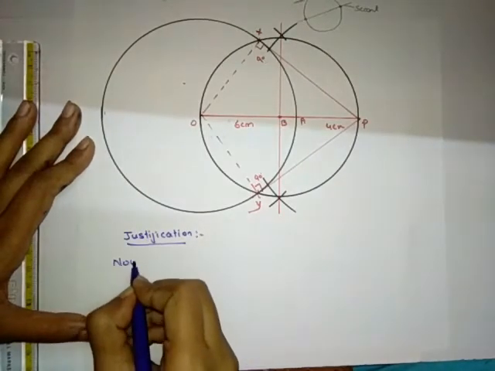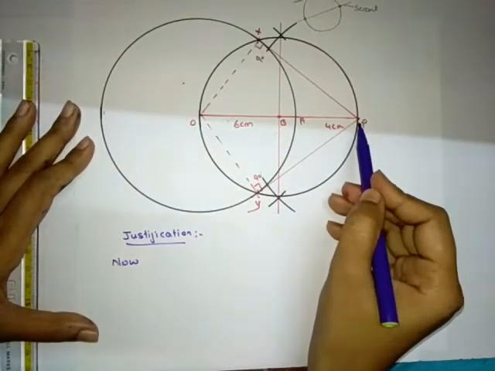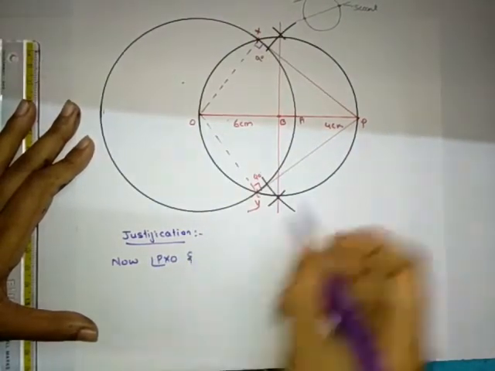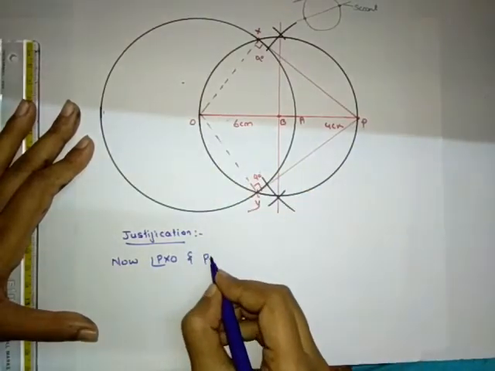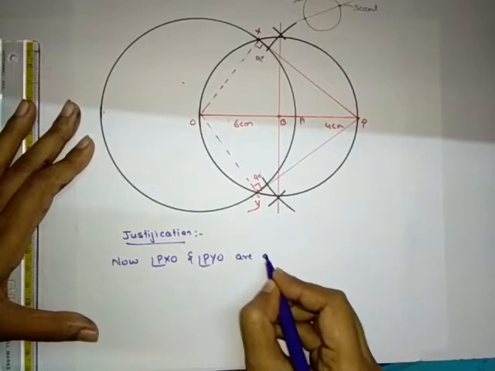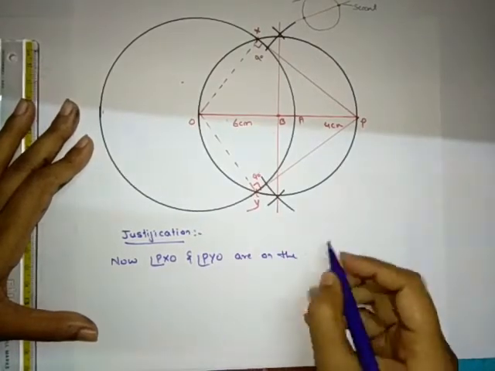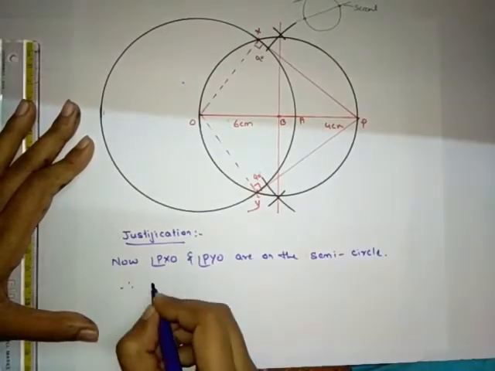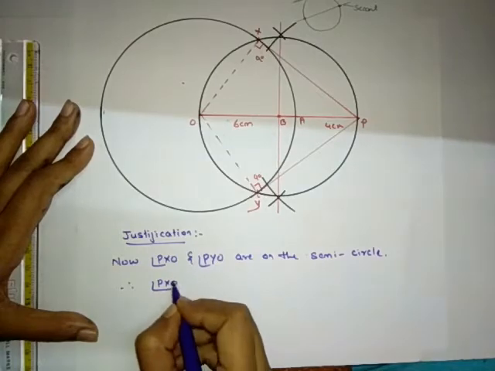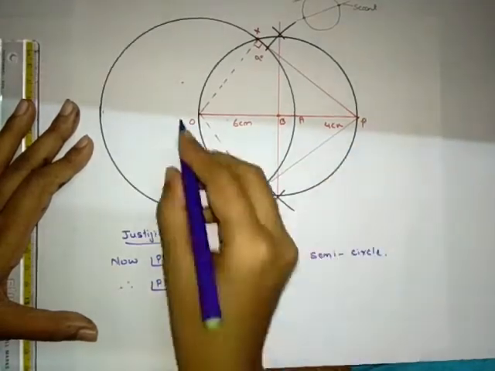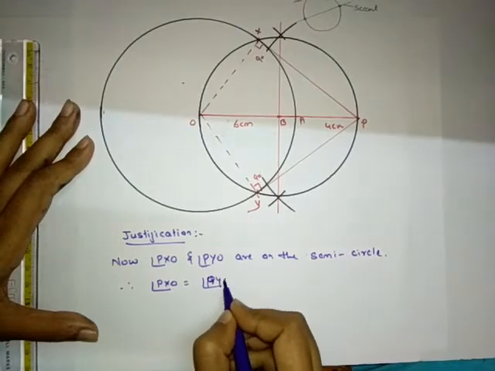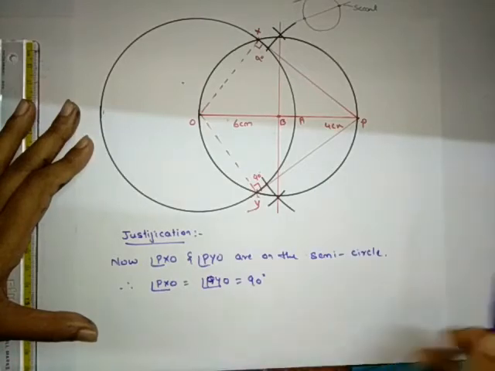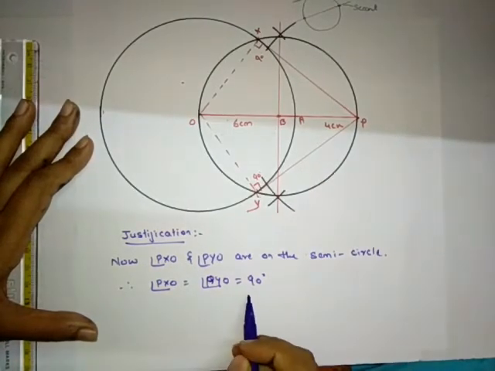Now we'll write directly that angle PXO and one more angle PYO are on the semicircle. Therefore, angle PXO is equal to angle PYO is equal to 90 degrees, isn't it? Why are they 90 degrees? Because they are present on the semicircle, so they are equal to 90 degrees.